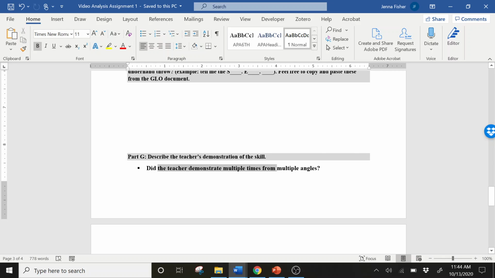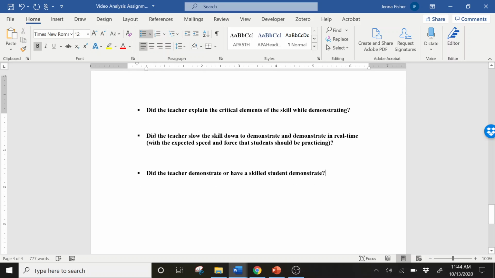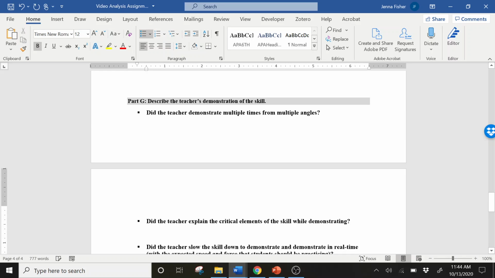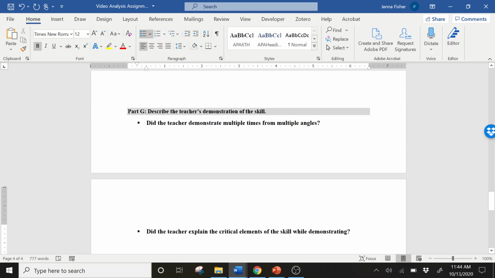Did the teacher demonstrate multiple times from multiple angles? Did the teacher explain the critical elements of the skill while demonstrating? Did the teacher slow down the skill and then demonstrate in real time? And did the teacher demonstrate or have a skilled student demonstrate? So again, these are some of the criteria of the effective demonstrations. So I just want you to evaluate how this teacher demonstrated.